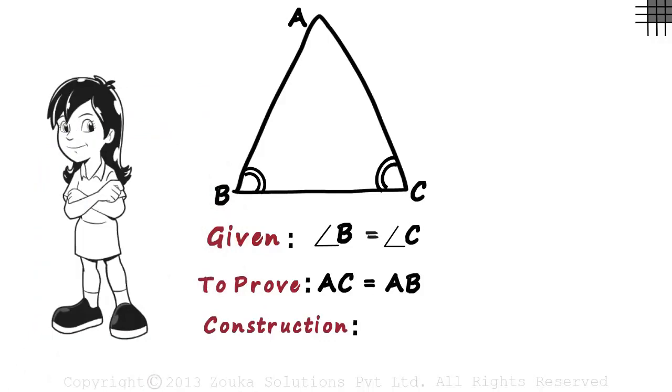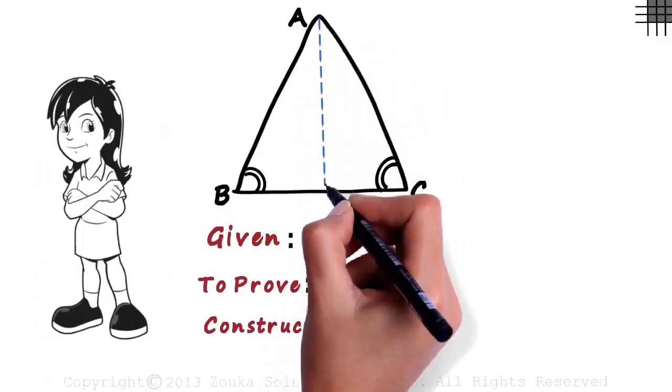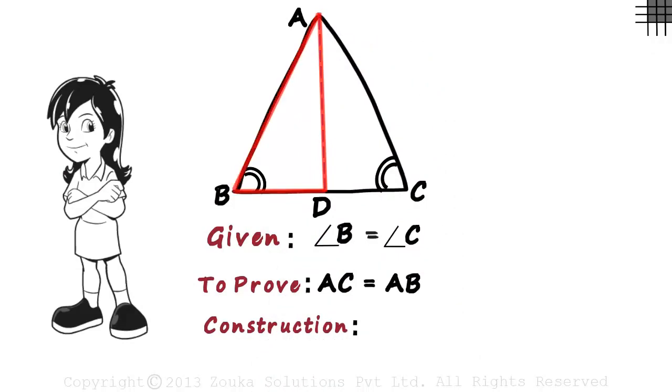We can draw a line AD like this to form two triangles ABD and ACD. If we prove these two triangles congruent, sides AC and AB will be corresponding parts of congruent triangles, which in turn will also be equal. Now we come to the most crucial part of the video. What is this line? How and why do we draw it?